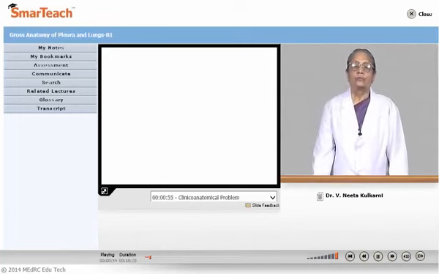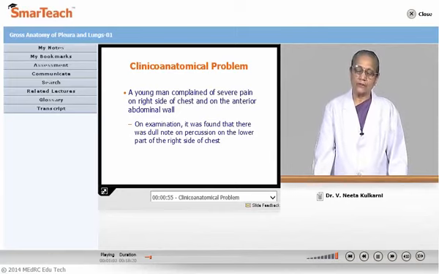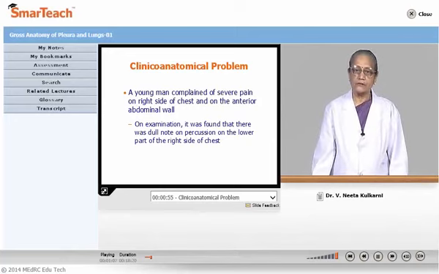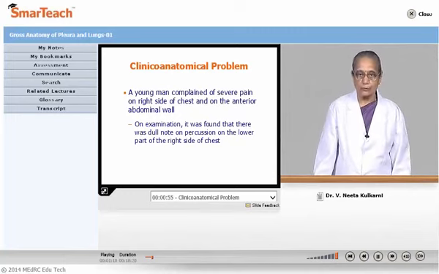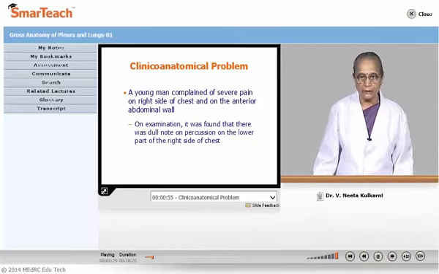Now, when I think of the pleura, to my mind, I start wondering what could go wrong with the pleura so that a patient will come with complaints pertaining to the pleura. So, to understand this, we must know one clinico-anatomical problem so that after learning the gross anatomy of the pleura, we will be able to solve this clinico-anatomical problem. So, let us take a look at a simple clinico-anatomical problem pertaining to pleura.